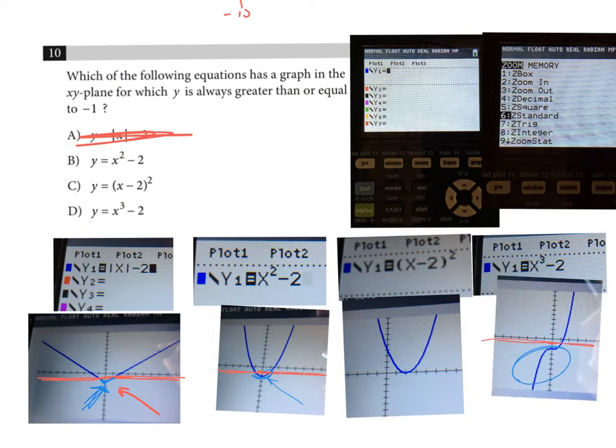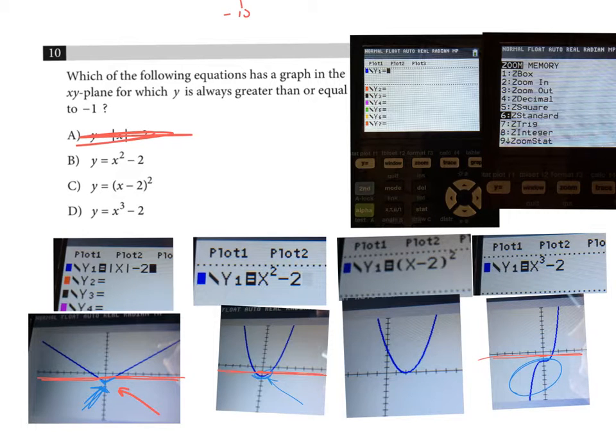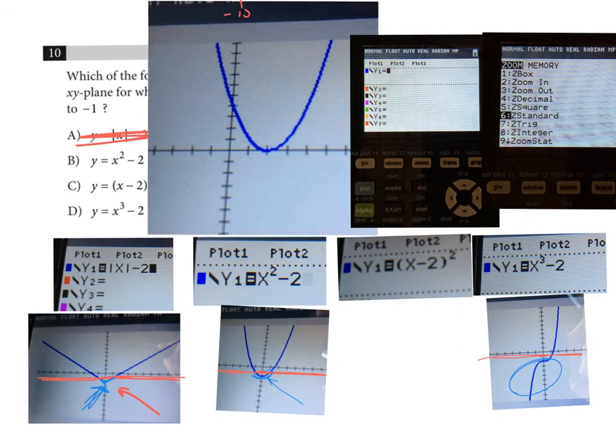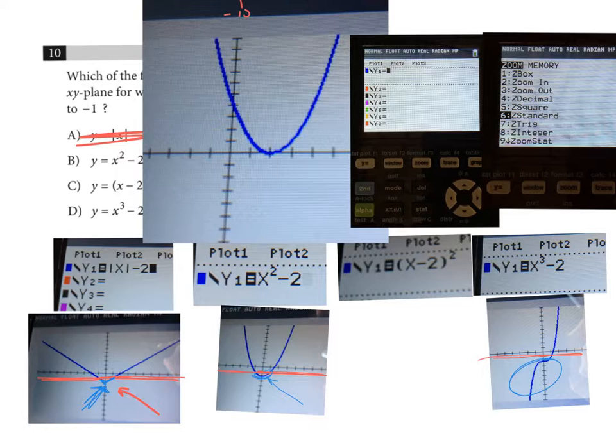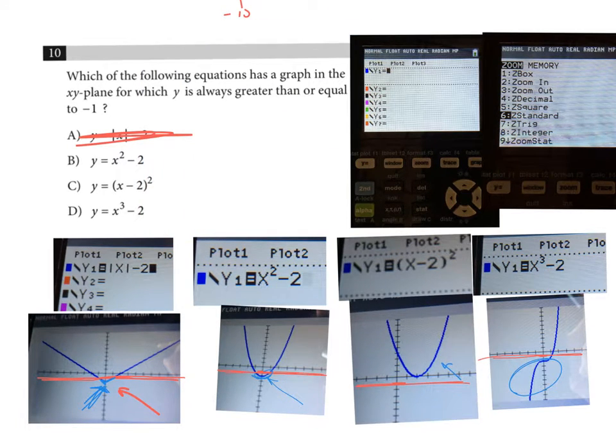That's not the answer. The only equation that stays above that y is equal to -1 line, because again, here's my y is equal to -1, the only equation that stays completely above it is option C. So that's why your answer is letter C. This is one of the few questions on the SATs where having the ability to graph on a graphing calculator pays off.